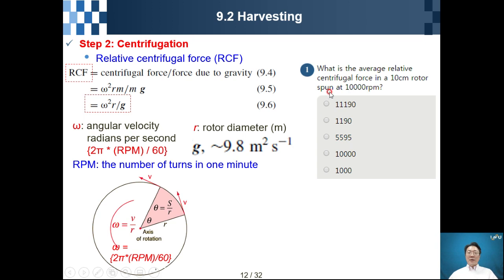Okay, let me show you one example. What is the average relative centrifugal force in a 10 centimeter rotor spun at 10,000 RPM? RCF is 2 pi multiplied by the RPM, 10,000, divided by 60, squared, multiplied by the rotor diameter, 10 centimeters, which is 0.1 meter, and divided by 9.8. So the relative centrifugal force will be 11,190.